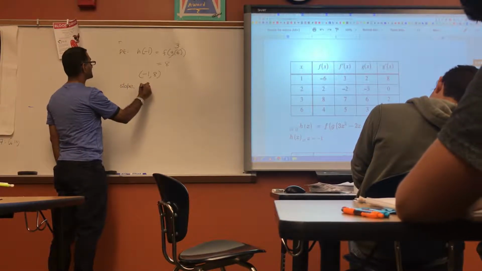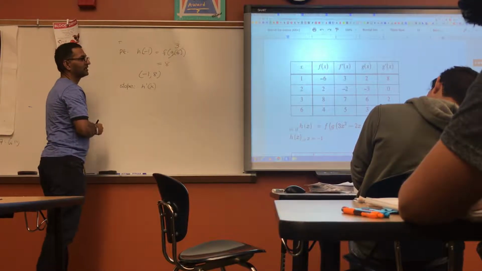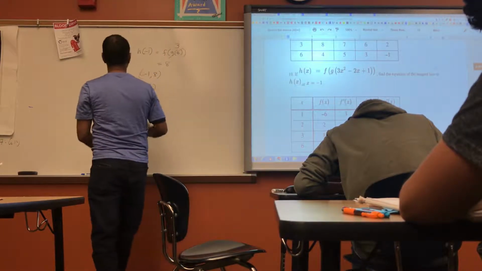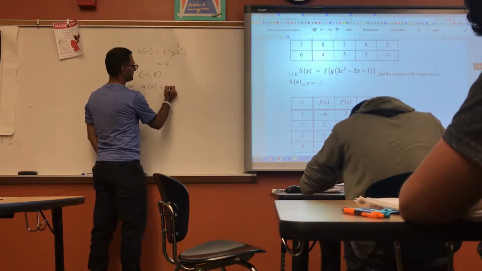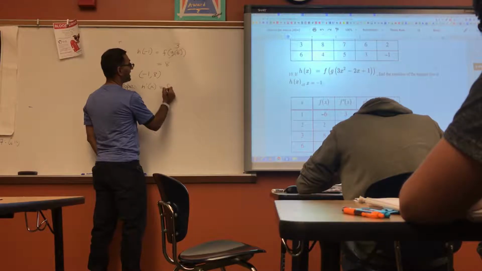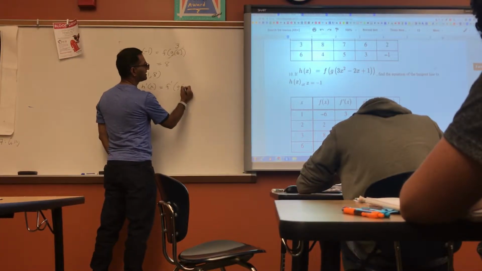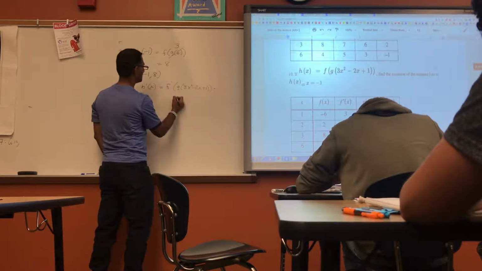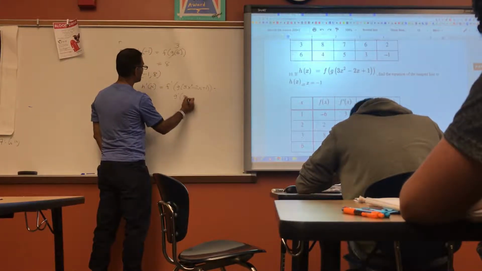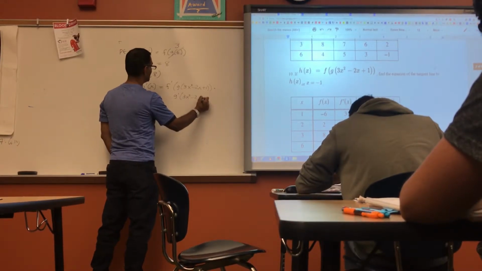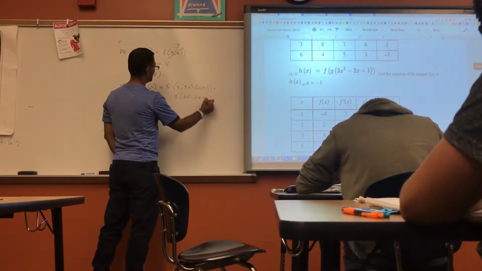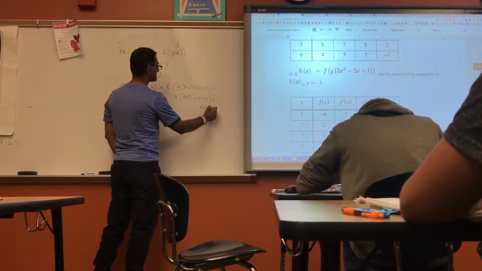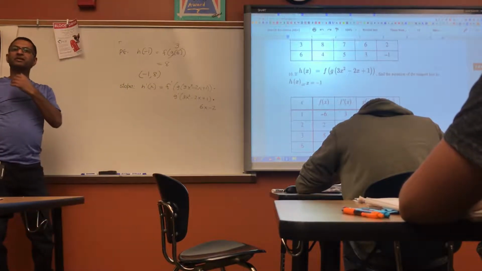So do I need h dash of x first? Okay. Should we use the chain rule? Okay, slow and steady. Tell me what to write. F dash of g of 3x squared minus 2x plus 1, times g dash of 3x squared minus 2x plus 1. Is that it? Times 6x minus 2.